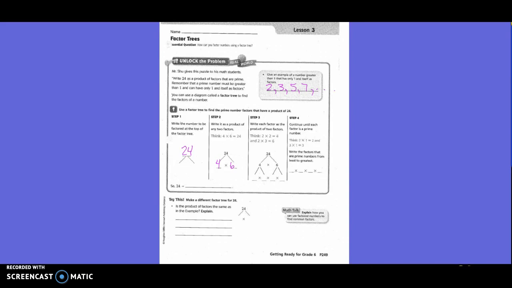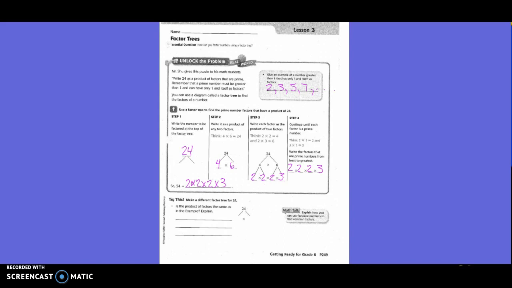Okay, so 4, what times what would get us 4? 2 times 2. So 2 times 2, and then 6? 2 times 3. And then so here are my factors that would go into 24. So 2 times 2 times 2 times 3. Because 2 times 2 is 4. 4 times 2 is 8. 8 times 3 is 24. So the factors of 24 would be 2 times 2 times 2 times 3.